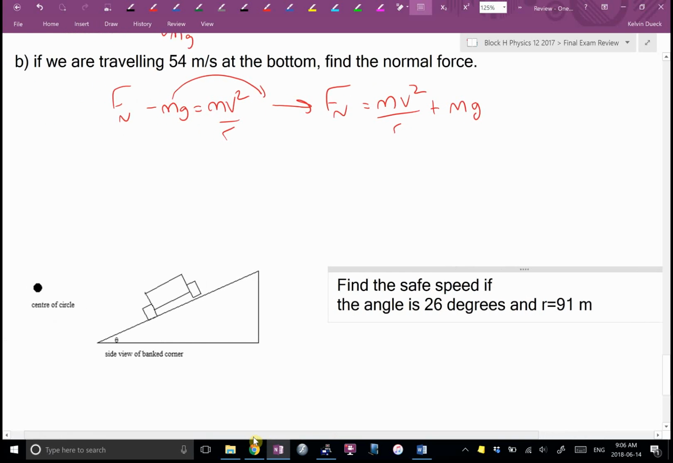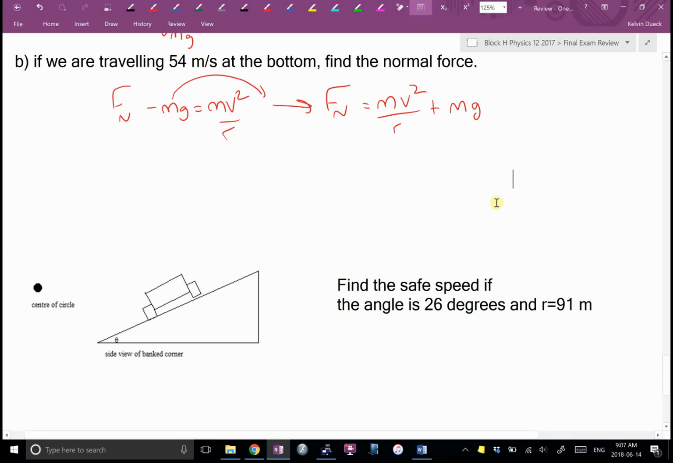Why was the banked corner so nice? When we actually looked at it, we noticed that friction was not a part of this question. The banked corner would work perfectly. If you hit it at the safe speed, you can go around that corner even if there's ice. This is why they bank corners on racetracks. In fact, if you went too fast, you'd slide up and off the corner. If you went too slow, you could slide down the corner. You want to hit it just right.